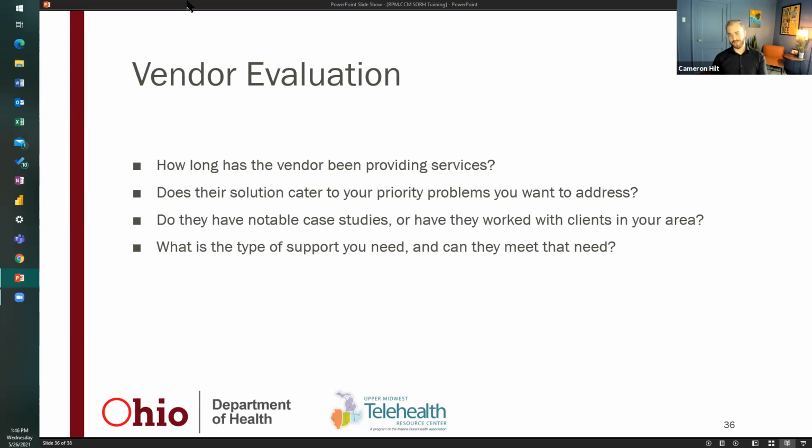And then lastly, what is the type of support you need? So for example, like I said, with the billing support, if these services are new for you and maybe you don't have a whole lot of support when it comes to billing for these two services, looking for vendors that can offer that billing support may be more important to you than maybe someone who has some more of those resources or a billing department that can really take care of all of those needs. So that's a question to ask yourself, but also to ask that vendor as well.